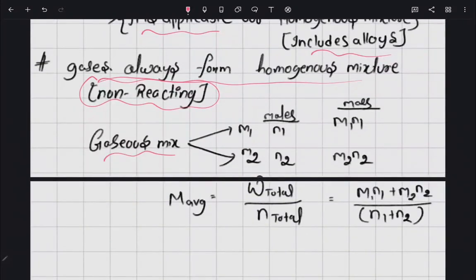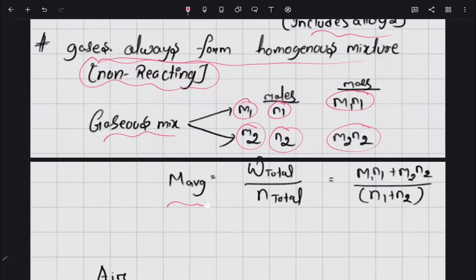So the same gaseous mixture is given. They have two different mass numbers, and they have different percentages of abundance, which are N1 and N2. So what will be their masses? M1 N1 and M2 N2. I hope we have read all of these formulas, right? So children, M average is equal to W total by N total, which is M1 N1 plus M2 N2 divided by N1 plus N2.